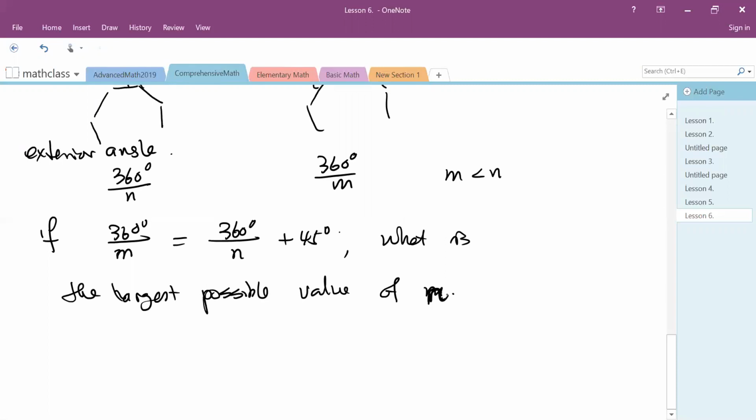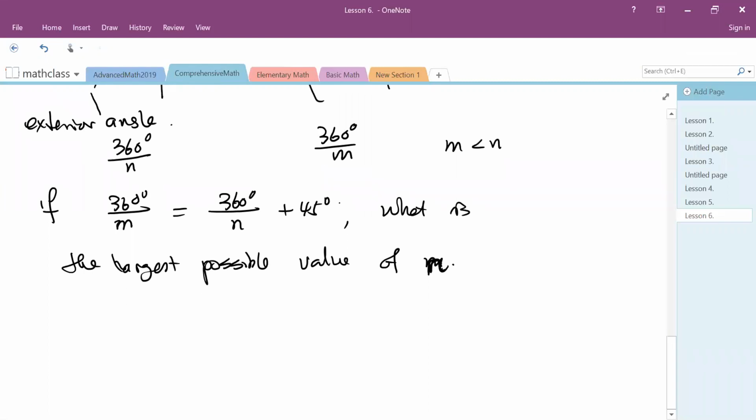N should be larger. I'm doing the opposite way right now. That's okay. This is: what is the largest possible value for n? Let's look at this one first. Okay, so here, the largest possible value of m.